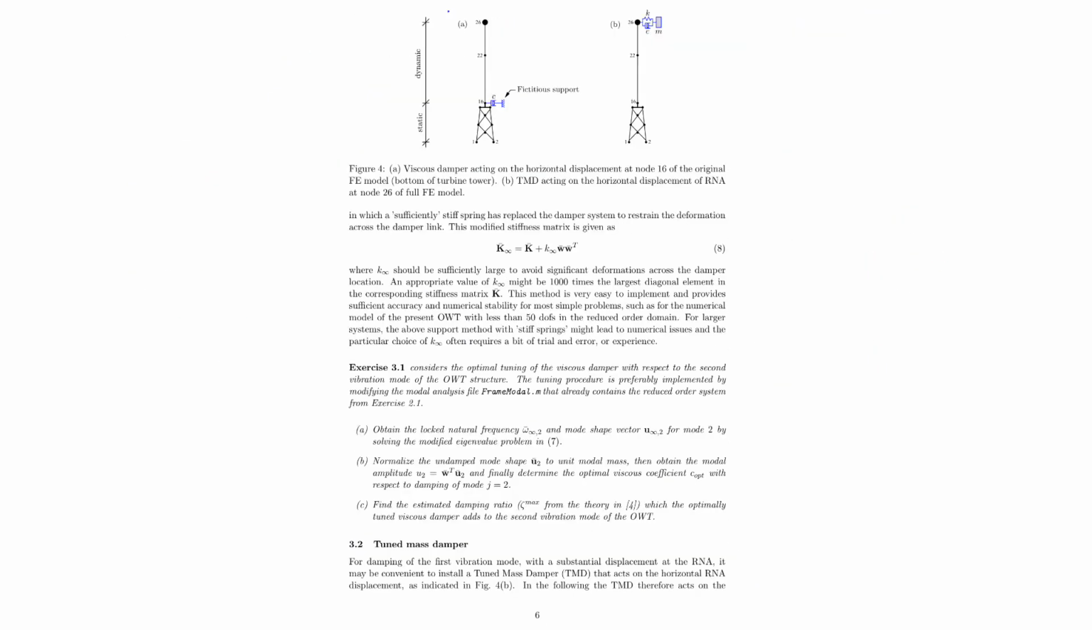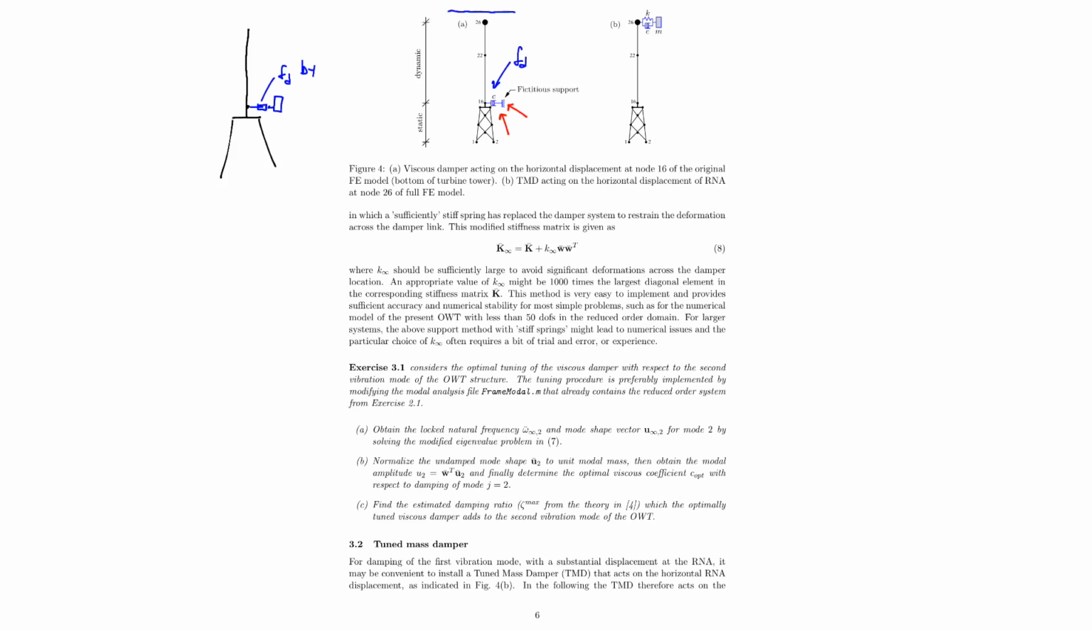So for the viscous damper system on the figure to the right, we simply add a viscous damper at node number 16. Now, this of course requires that we have a support right here. And in reality, this support is not there. But in principle, the idea behind this is that in practice, we are going to install a mass that is suspended by a hydraulic actuator. And this hydraulic actuator provides a damping force that exactly corresponds to the force provided by this viscous damper.